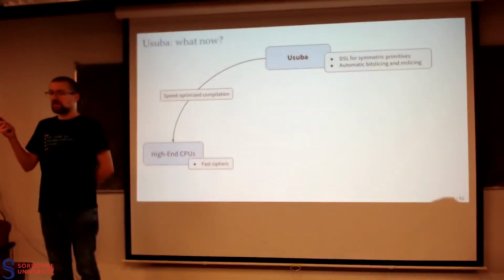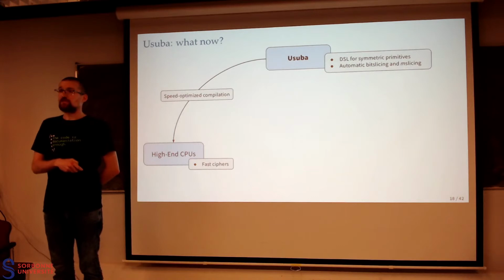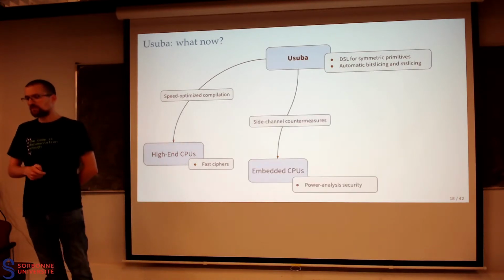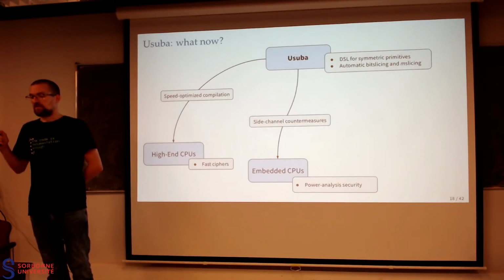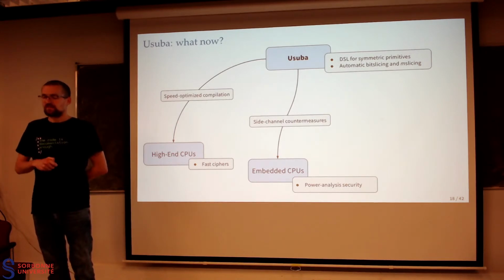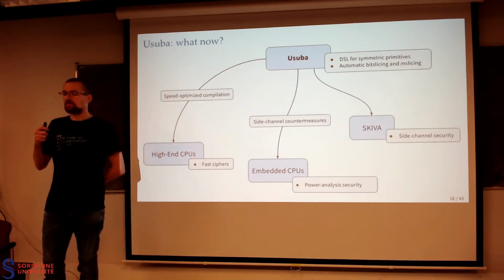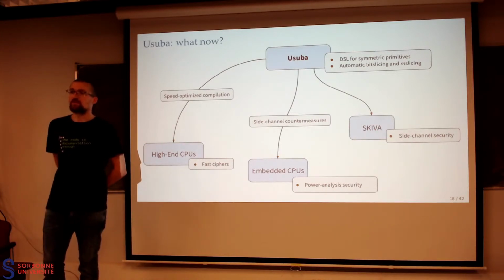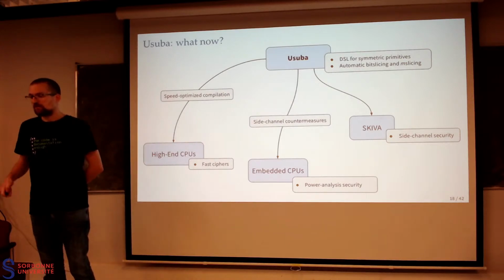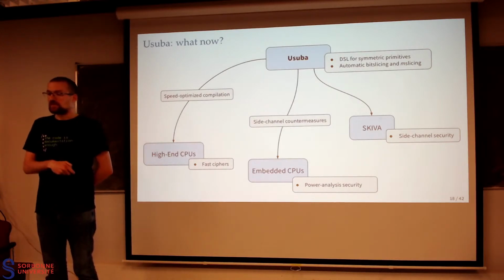So now that I've presented you the Usuba programming language, which offers high-level abstractions for bit-sliced and m-sliced cryptography, we are going to go into 3 different directions. So the first one is to generate efficient ciphers for high-end CPUs. The second one is to generate code for embedded CPUs that must withstand some side-channel attacks. And the third one, we are going to add a backend to Usuba for the Skivva CPU, which provides custom instructions for side-channel resilient cryptography.